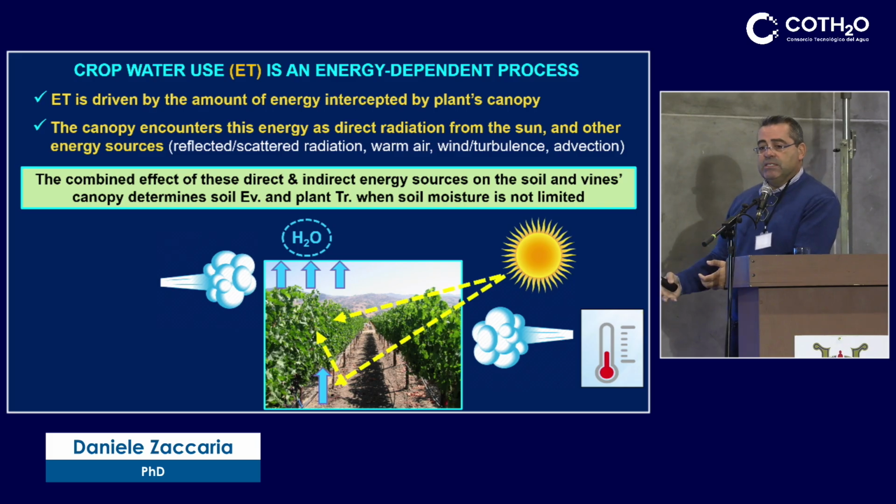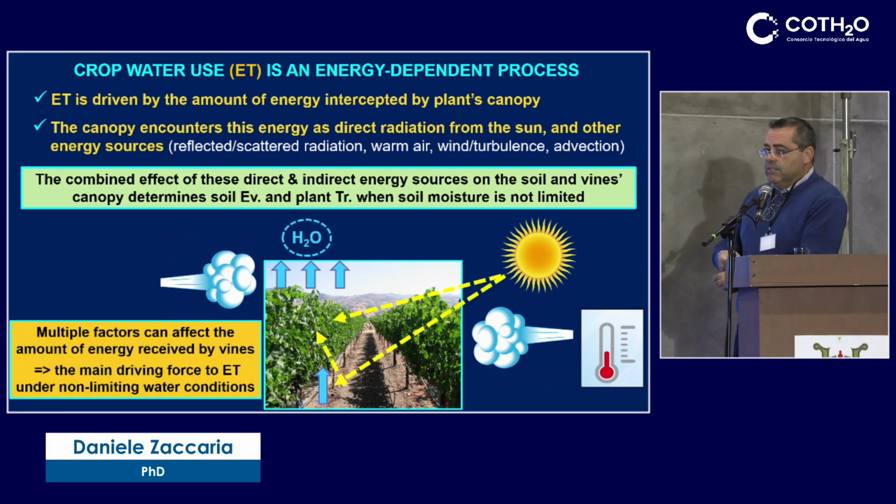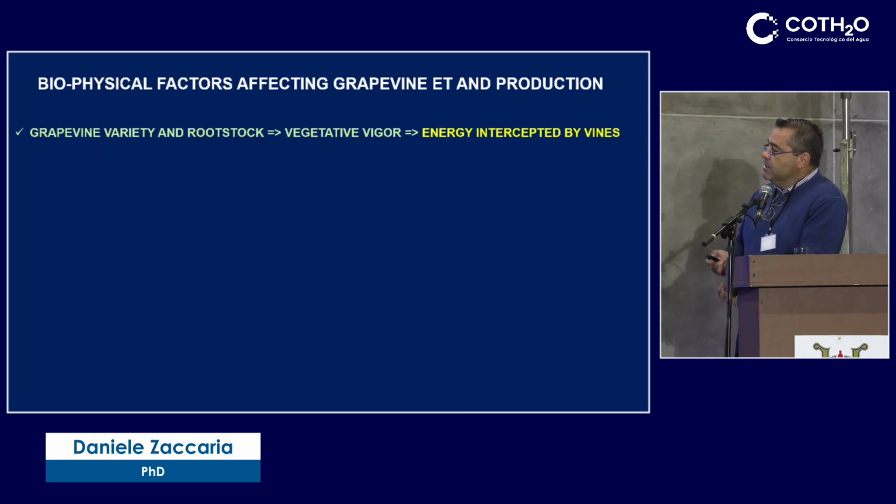If we stress the plant, there's some adjustment by the plant and a reduction in carbon assimilation and nutrient uptake. So there are multiple factors that regulate this amount of energy received by the vines, in the case of grapevine. And again, this is the main driver. The energy intercepted by the plants is the main driver of ET and production under, again, non-limiting water conditions, all right? So here is a short, non-comprehensive list.